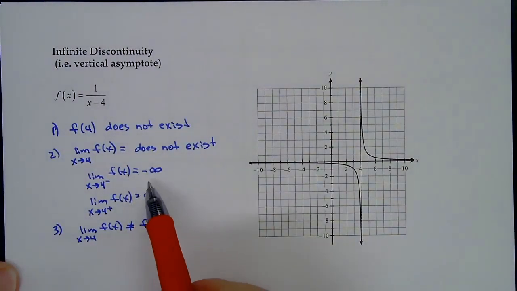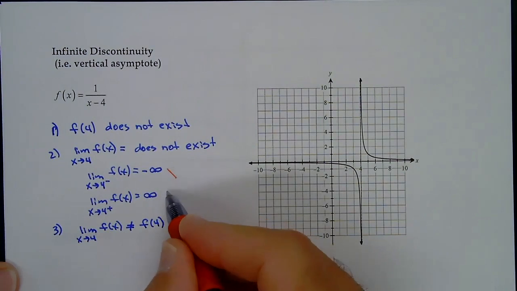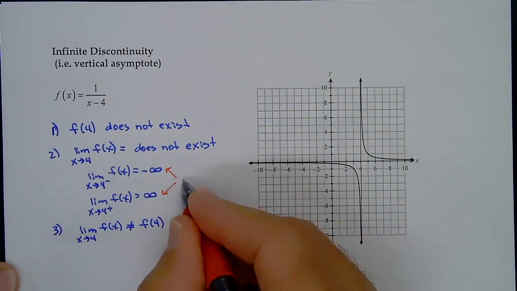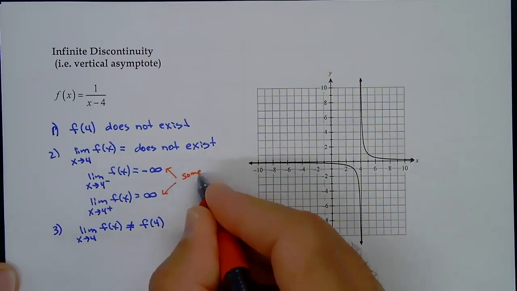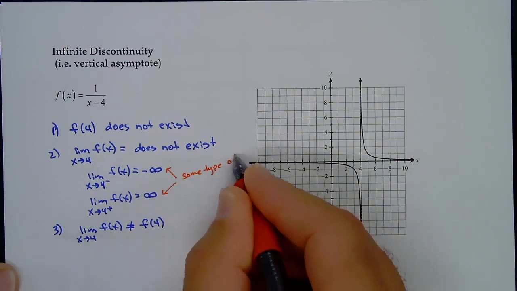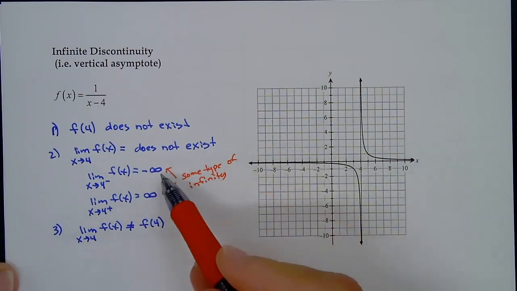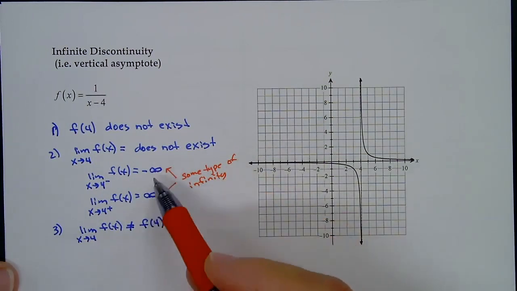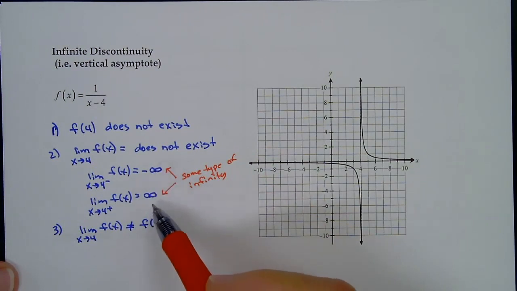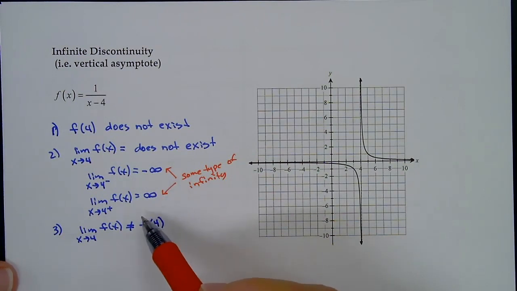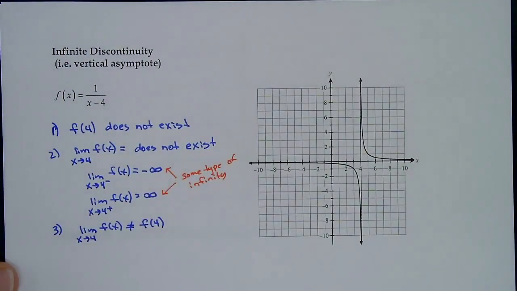When the one-sided limits are some type of infinity, that's what tells us it's an infinite discontinuity. So one could be positive infinity, one could be negative infinity. They both could be positive infinity, they both could be negative infinity, or even just one of them is infinity. Like the natural logarithm. In fact, all logarithms have an infinite discontinuity. Every time you have a vertical asymptote, you have an infinite discontinuity. Maybe that's a better way of saying it.